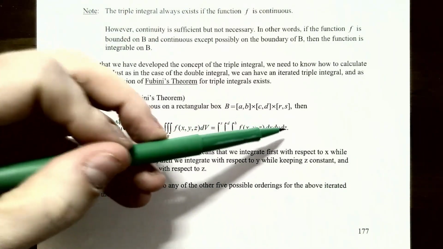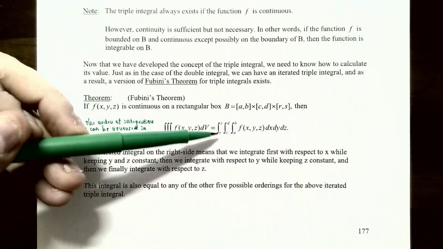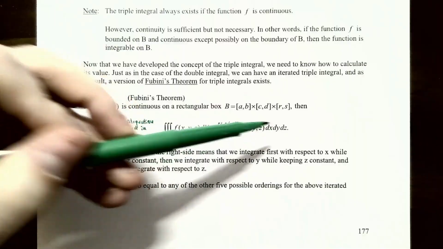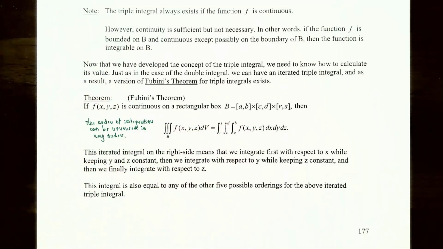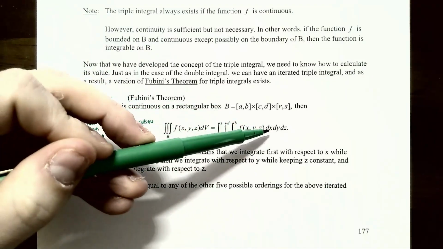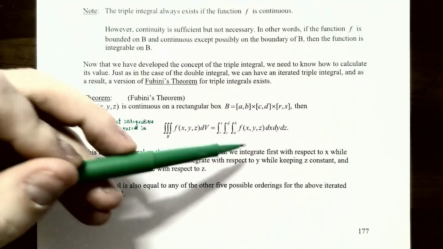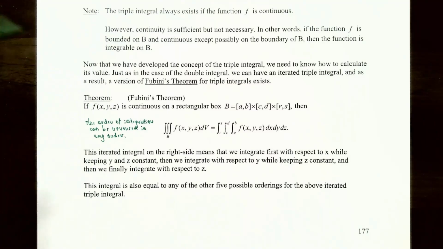where your outside integral is in terms of z values, so the integral from r to s corresponds to the z values. Your middle integral corresponds to the y values, so y between c and d, and then the inside integral corresponds to the x values, which are between a and b, and the integrand stays the same, f of x, y, z. Fubini's theorem states that if you are integrating over a rectangular box, and the function f is continuous on this rectangular box, then the integration can be done in any order. Just make sure that the limits of integration correspond to the variable of integration.